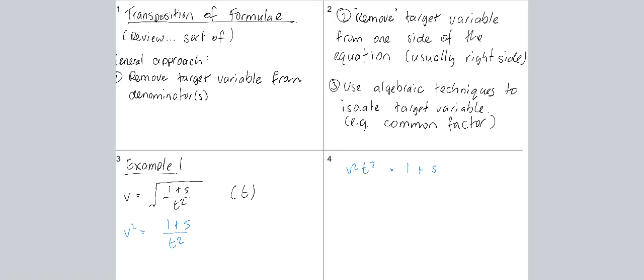Remove target variable from one side of the equation. I've done that as well. The target variable does not exist anymore other than on the left. And now I'm going to use algebraic techniques to isolate the target variable. In other words, now that I've got it in one spot over on the left, I'm going to do whatever I can to make t by itself. So what would I do next, do you think? Yeah, divide by v squared, because that leaves us with the t squared term.